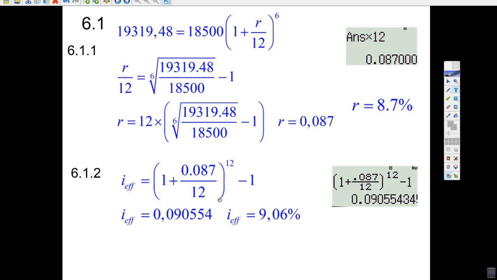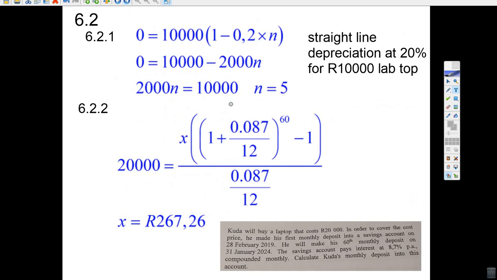What's the effective interest rate? It's 1 year's worth of interest: 1 plus 0.087 over 12, to the 12 months, minus 1. And I get 0.0905. Well, it just gets rounded to 9.06% to the nearest hundredth. Okay, there it is. I put it in my calculator, and that's what I got. Let's take a look at the next question.